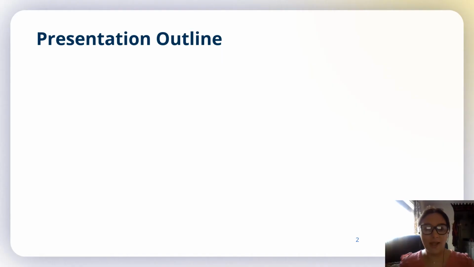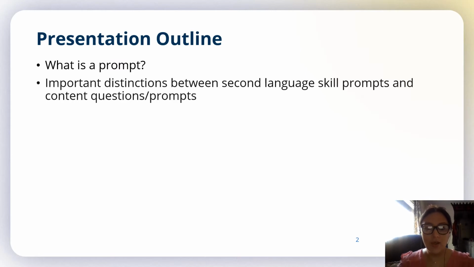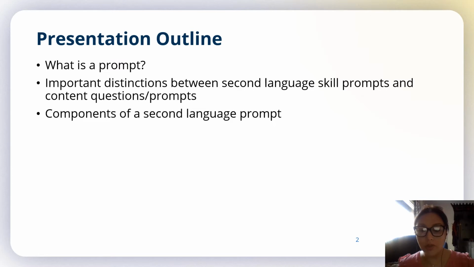Today we'll be talking about what a prompt is. We're going to start off by defining what a prompt is. And then we're going to move into some important distinctions between prompts in a classroom setting versus prompts in testing or on a timed task setting. We also are going to distinguish between skill prompts versus subject matter content prompts. Then we're going to move on to talk about the components of a prompt, how to write a prompt, what parts should be in the prompt.